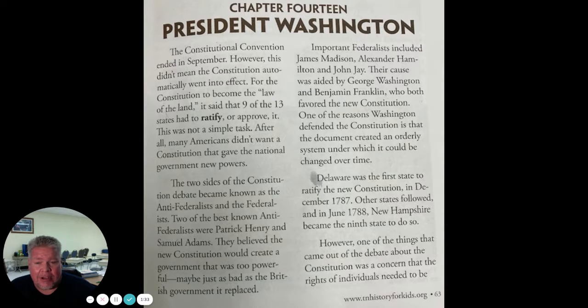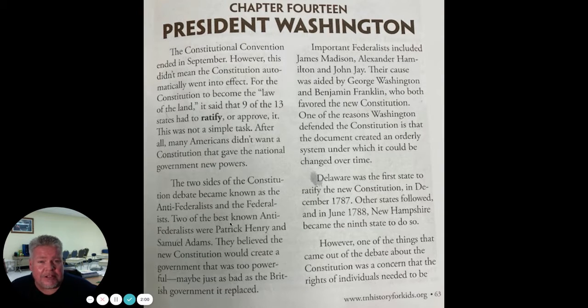After all, many Americans didn't want a constitution that gave the national government new powers. The two sides of the Constitution debate became known as the Anti-Federalists and the Federalists. Two of the best-known Anti-Federalists were Patrick Henry and Samuel Adams. They believed the new Constitution would create a government that was too powerful, maybe just as bad as the British government it replaced. We also read yesterday that Thomas Jefferson was an Anti-Federalist.